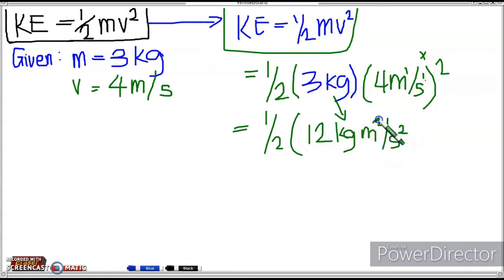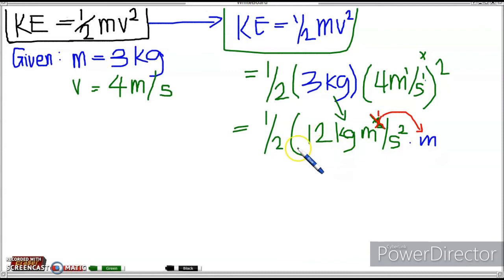Yan, so 2, 2. So mabawasan ni 1 na lang. And then, ang isa ka m. Yan, ito siya m. Yan. So, this is the formula.